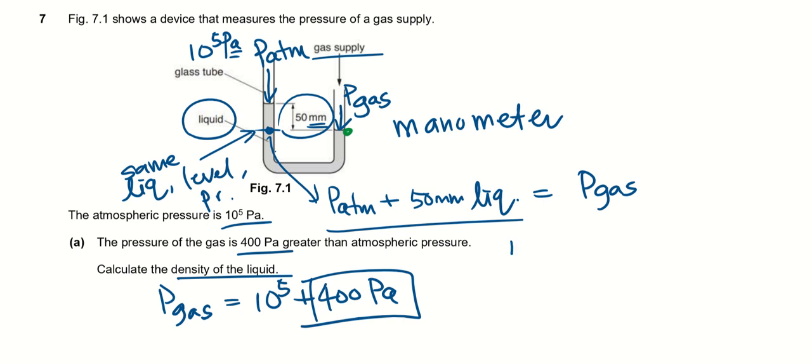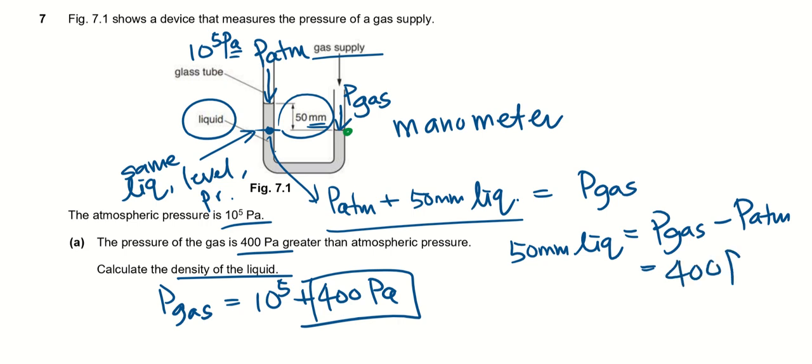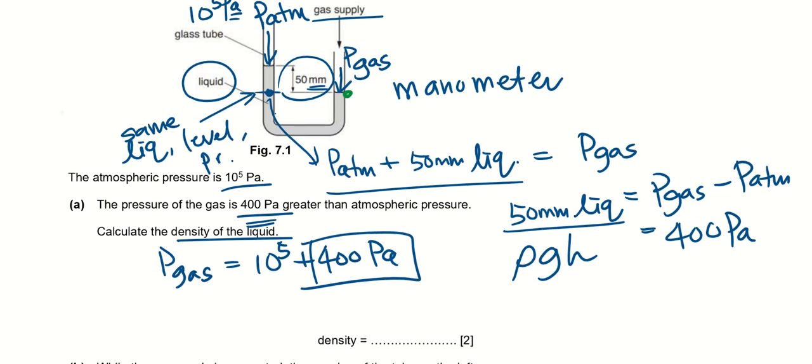And I know that this 50 mm liquid difference is because P gas is greater than P atmosphere, and we know that the difference is actually 400 pascal, right? It was given. So this 50 mm liquid, how do we calculate the pressure using this amount of liquid? We'll have to use rho g h. Okay, so the h is actually 50 mm.